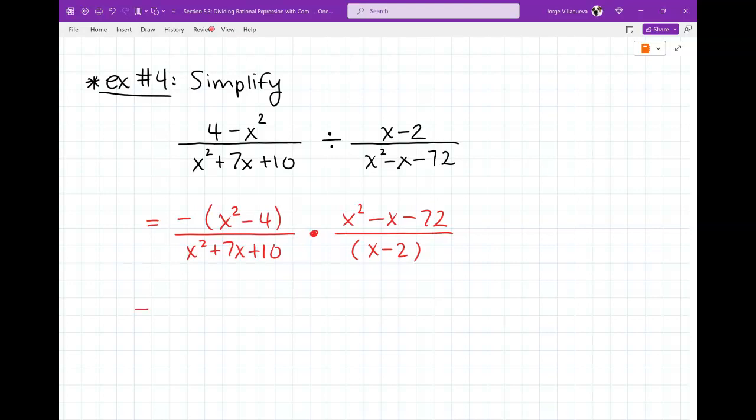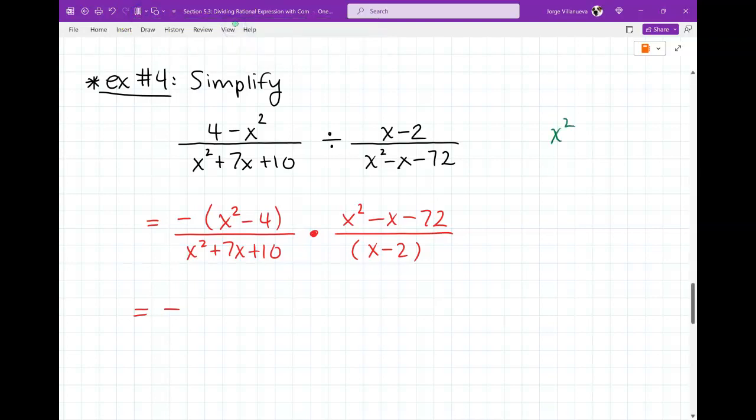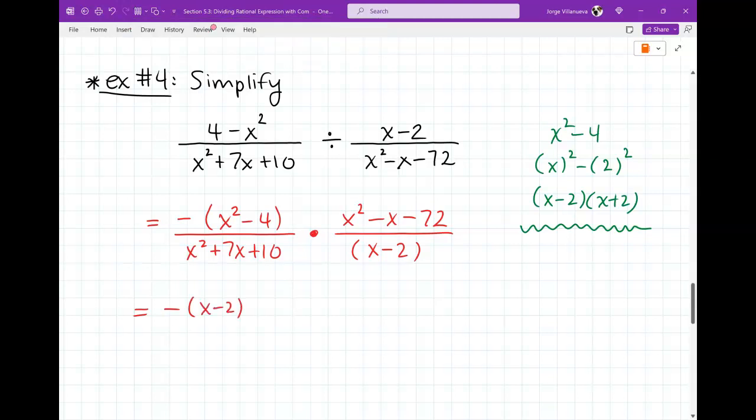All right. So, x squared minus 4. If I'm going to factor that, let me use a little bit of scratch paper on the side here. If I have x squared minus 4, that's the same as x squared minus 2 squared, which is x minus 2, x plus 2. All right, so let me put that right there on the left side. So x minus 2, x plus 2 over.